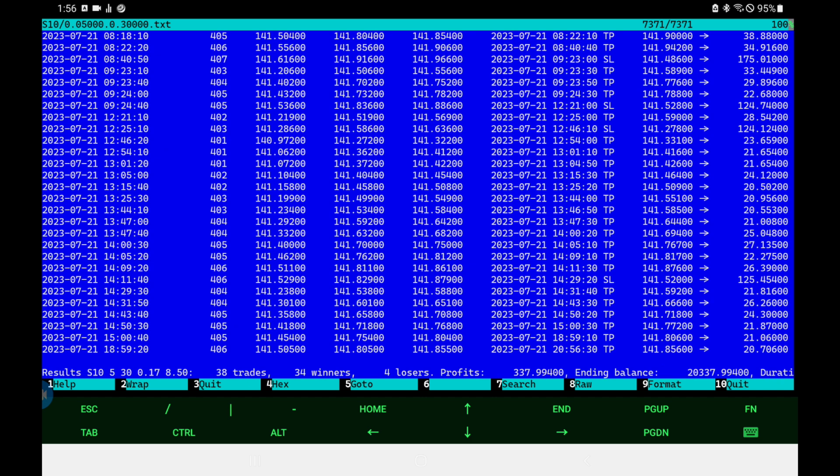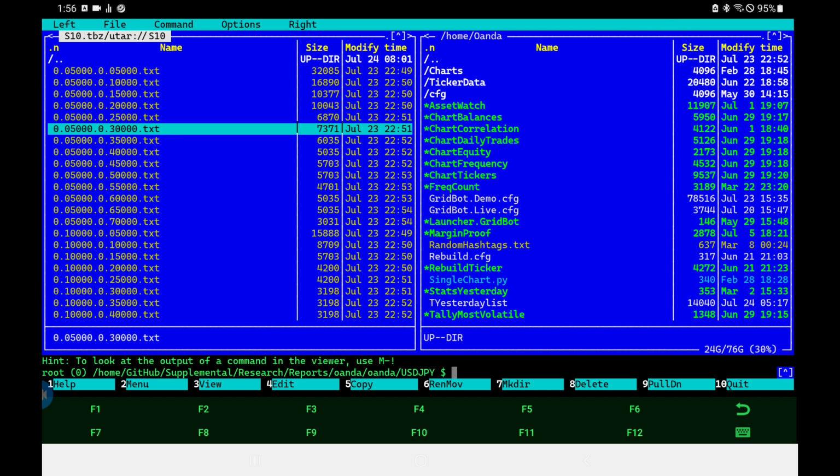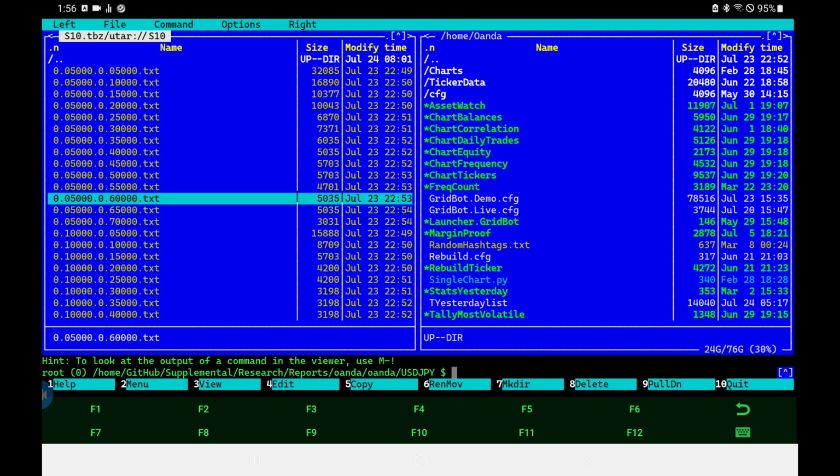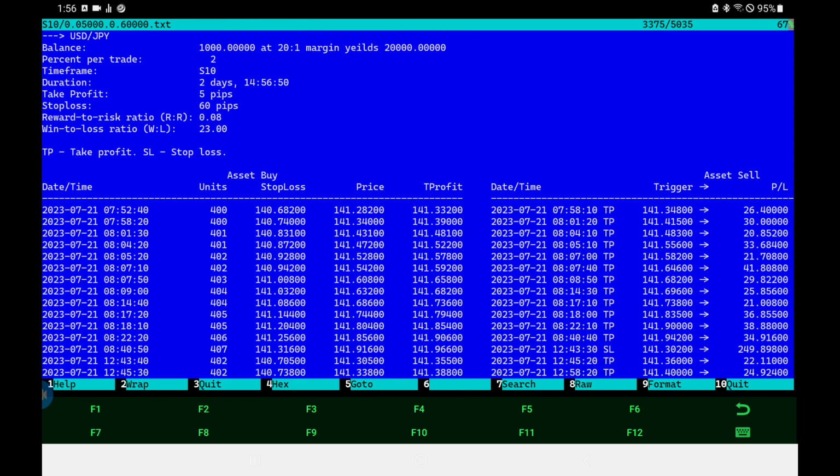So now let's take a look at what I ultimately am trying right now, which is double the risk for the reward. 5 pip take profit, 60 pip stop loss, because that seems to work well for the 10 seconds iteration that my bot is currently requiring.